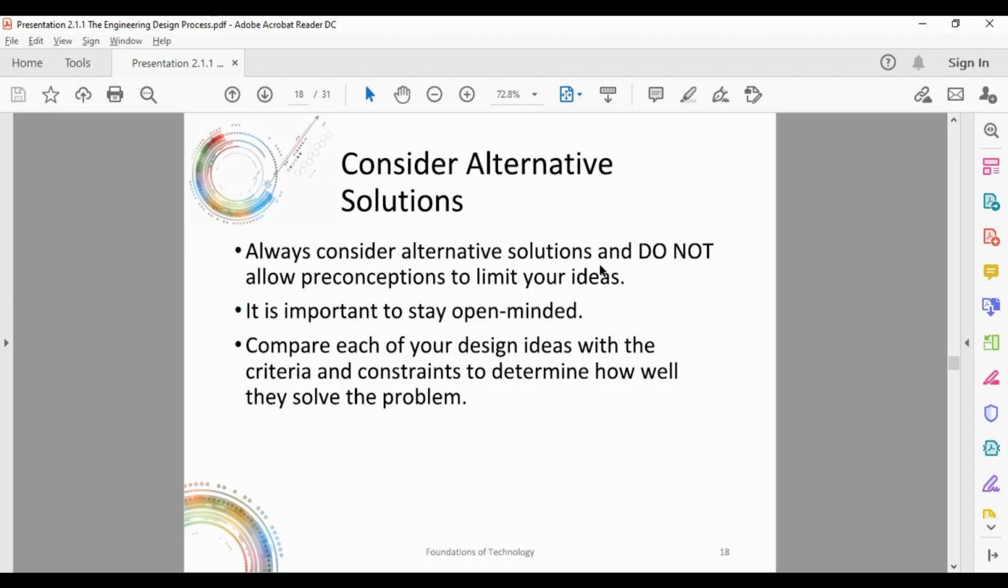But when you're talking about ideas, it's always good to listen to others, because even if it turns out that the idea itself won't work, there might be things about that concept that you didn't think of that you can incorporate into your design. And so that hits our next bullet point. It's important to stay open-minded about these things.